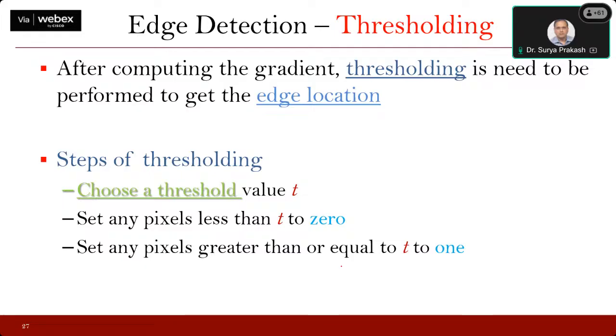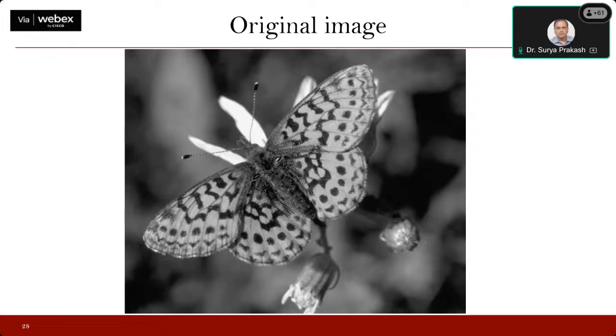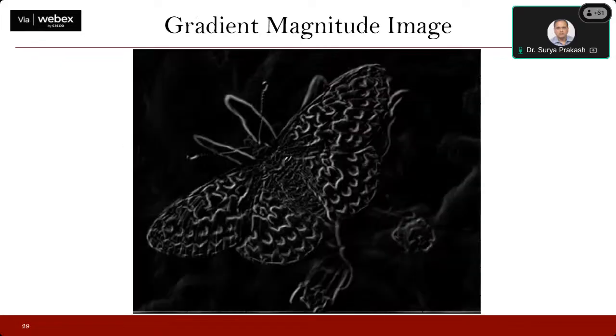So let's say this is the image, and in this image you have computed the gradient in the x direction and also gradient in y direction. And then you have computed the resultant gradient. Now, I was highlighting that when you are computing the gradient in the x direction, vertical edges are highlighted. When you are computing the gradient in the y direction, horizontal edges are highlighted.